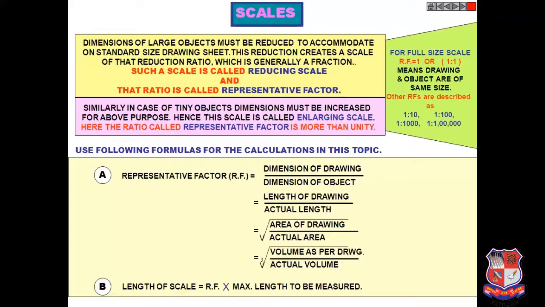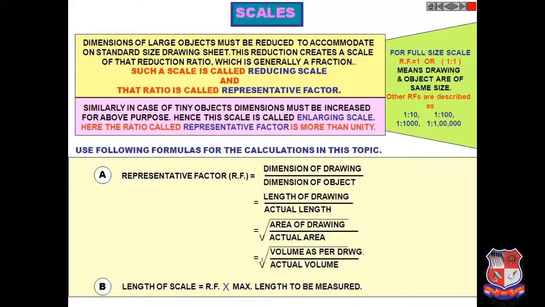Another formula, length of the drawing divided by actual length. Another, square root of area of drawing divided by actual area. And last one, cube root of volume as per drawing divided by actual volume.